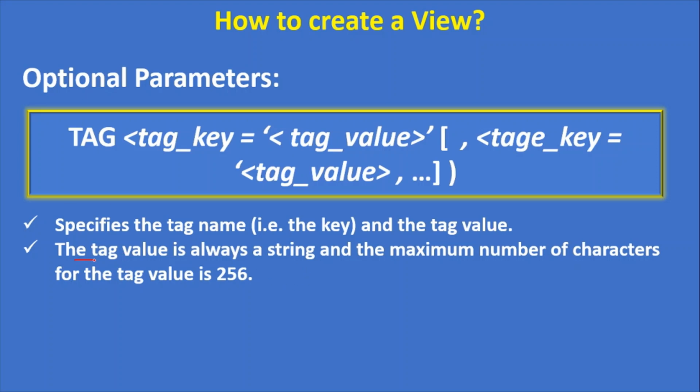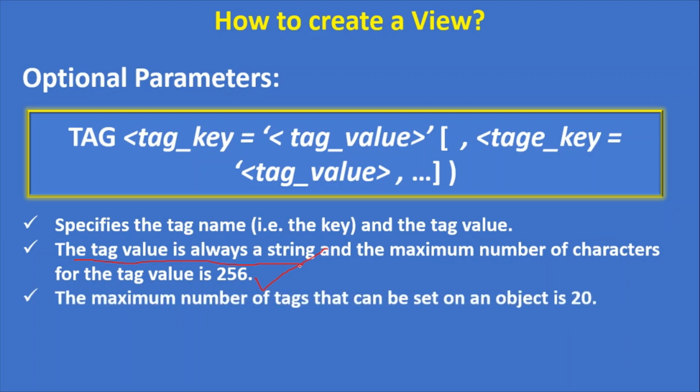So when you are going to create a tag value, it is always a string, and the maximum number of characters for the tag value is 256 as of now. And also the maximum number of tags that can be set on an object is 20. Suppose you have one view, for that view you are going to create tags. You can create a maximum of 20 tags on a particular object.